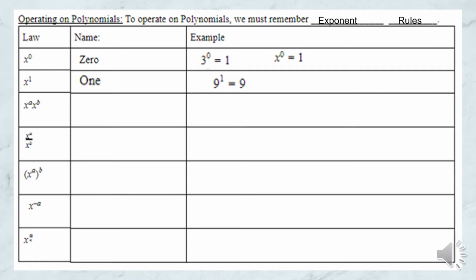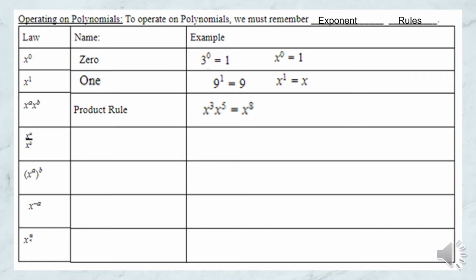The second rule is the 1 rule. In other words, anything to the first power is itself. So you can just write it as the base. 9 to the first is just 9. X to the first is just x. 0 to the first is just 0.